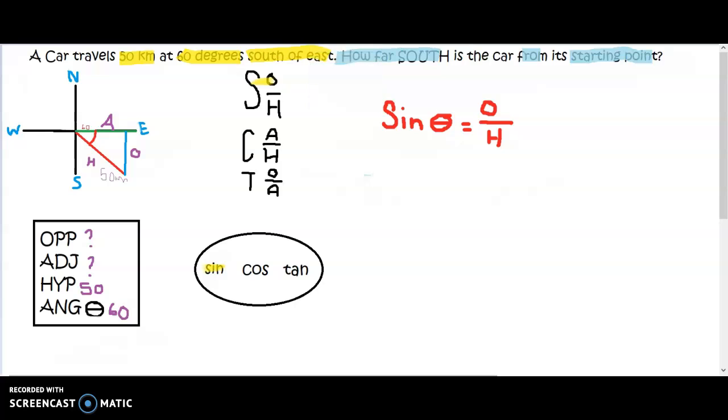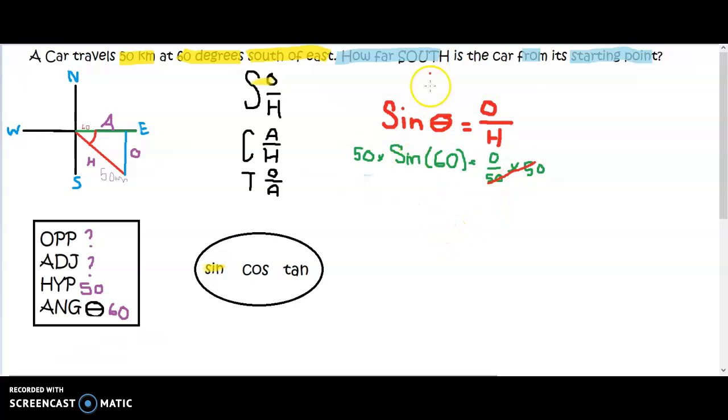So now you're going to want to plug in your information from here into this equation. Let's get another color. We're going to do green. We're going to do 50, which is our hypotenuse, times sine, and our angle is 60, so we put in parentheses 60, equals O, we don't know the opposite, over H, and our hypotenuse is 50 again. Here's when we start doing the algebra. We want to cancel out the 50, so we multiply by 50 to get rid of it.